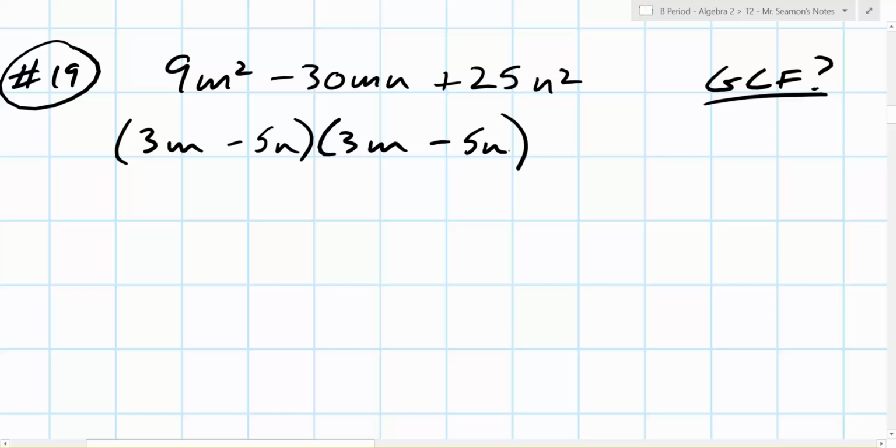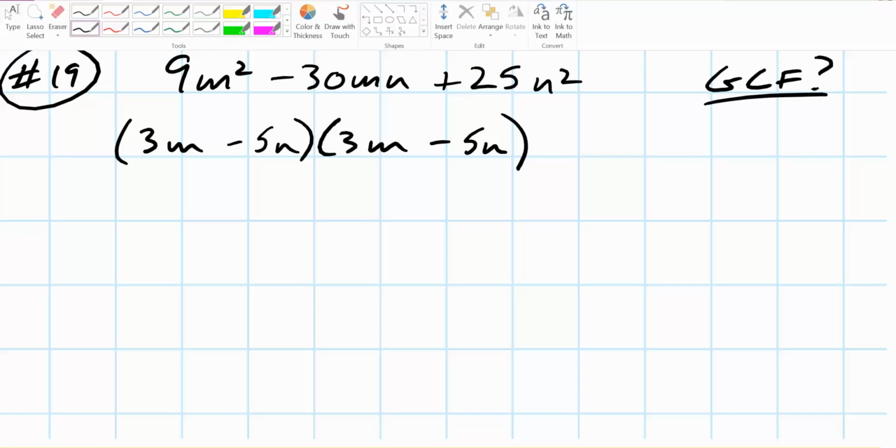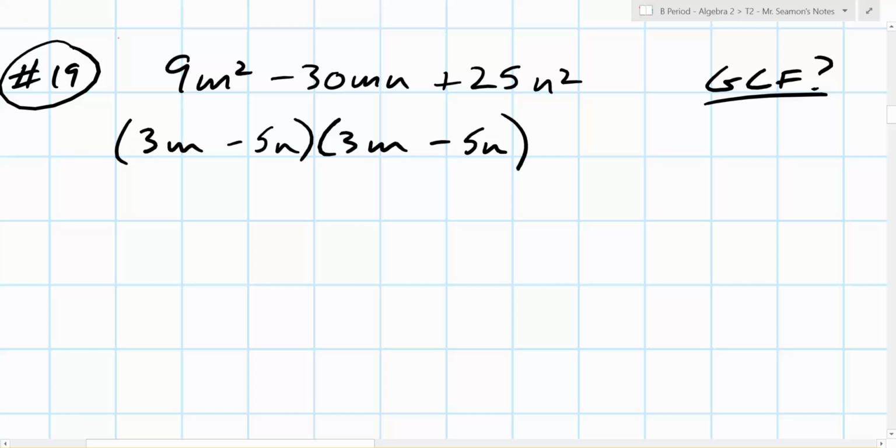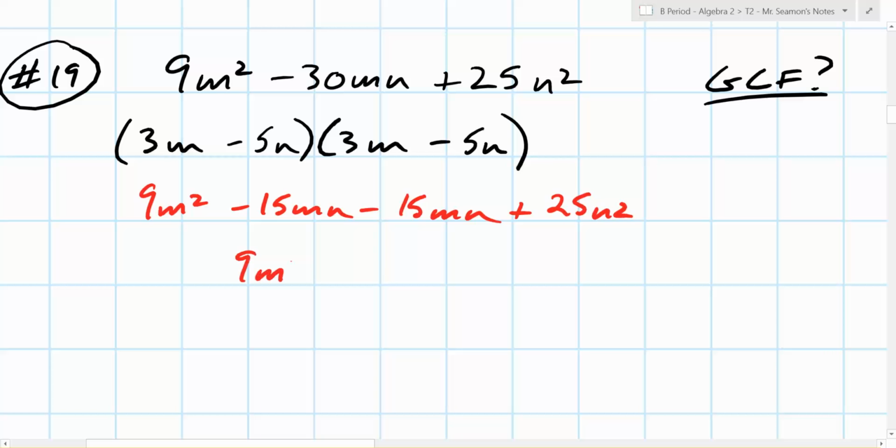What do you do now? Go ahead, Noah. When the second term is negative and the last term is positive, it's always both negative. It has to be, because these two things have to multiply together to get this, and you have to create a negative, so negatives have to be in there. In order for the last term to be positive, you're multiplying two negatives together. So when you multiply this, what do you get? 9m squared minus 15mn minus 15mn plus 25n squared. Does that actually come out to be what you want it to be? Yeah, it does.